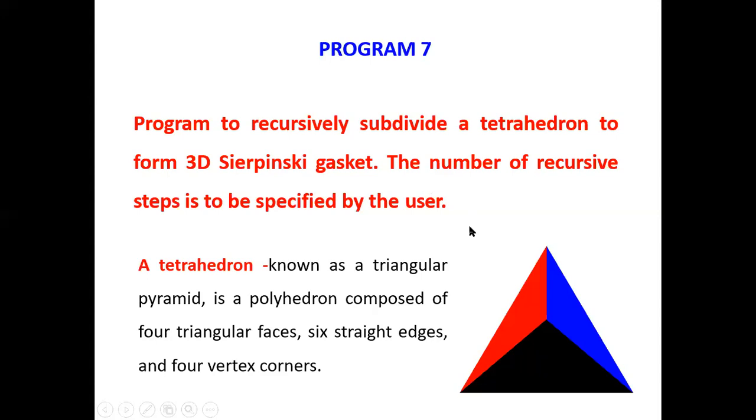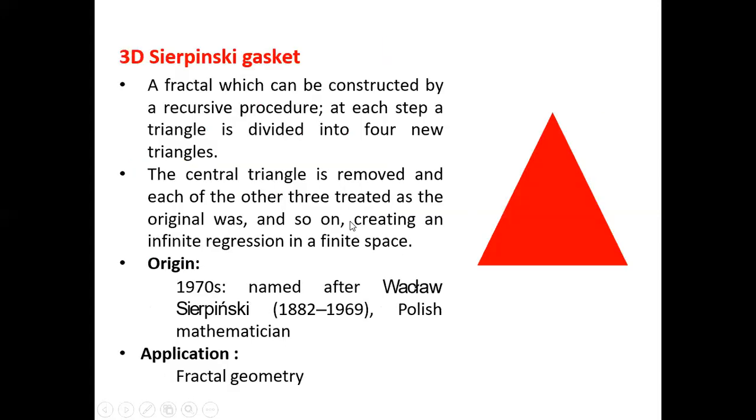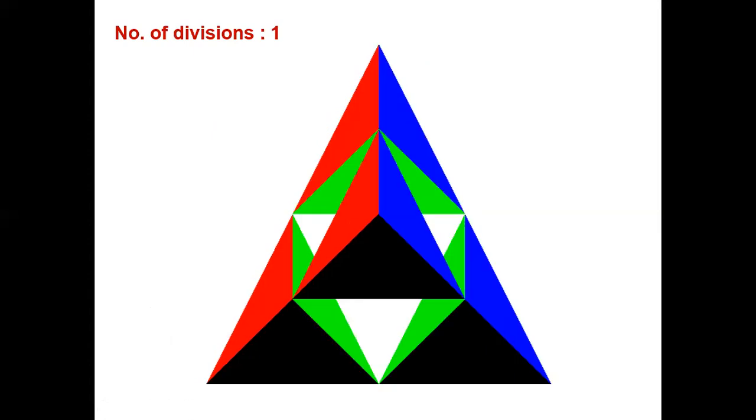Welcome to today's session. Today we'll be discussing the next lab program. In today's session we are discussing program number 7. Program number 7 is to recursively subdivide a tetrahedron in order to form a 3D Sierpinski gasket. That means we are considering a tetrahedron and recursively subdividing it so that we get our 3D Sierpinski gasket. The 3D Sierpinski gasket looks something like this, right?